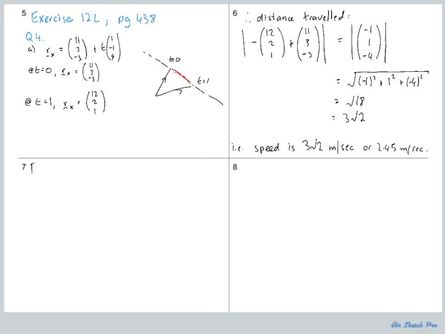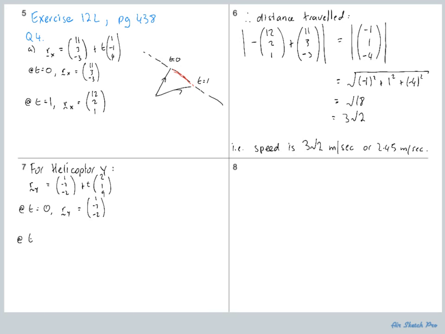So for helicopter Y, we have the R vector for the Y helicopter is equal to 1, negative 7, and negative 2, plus T times 2, 1, 9. I'll go through this one a little bit faster now that we've sort of seen the same process here. So when T is equal to 0, the R vector is just that position vector, 1, minus 7, minus 2.